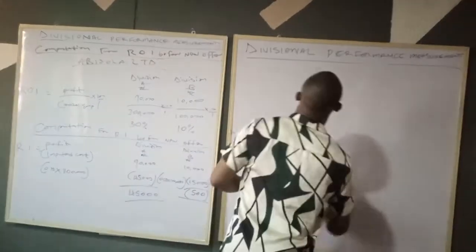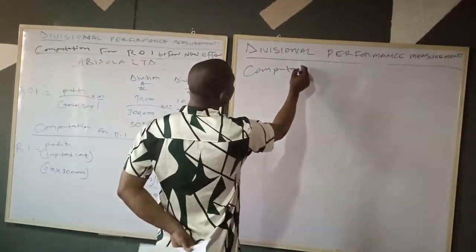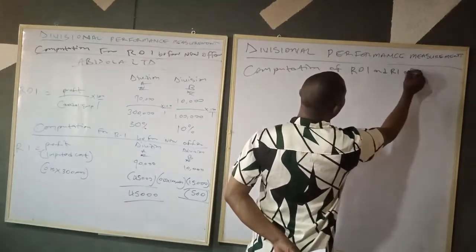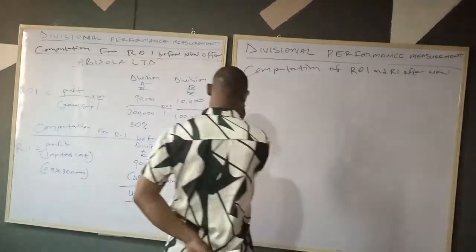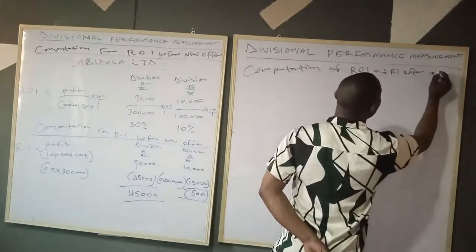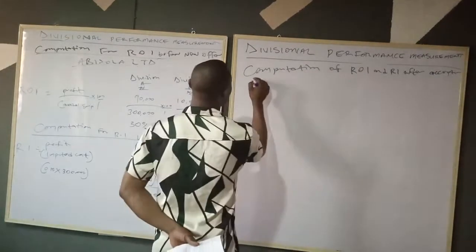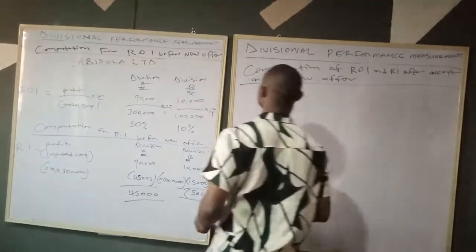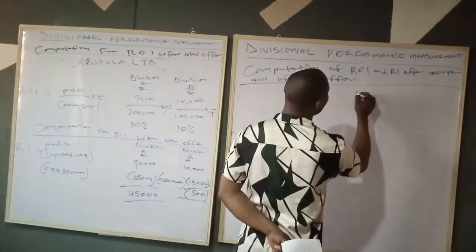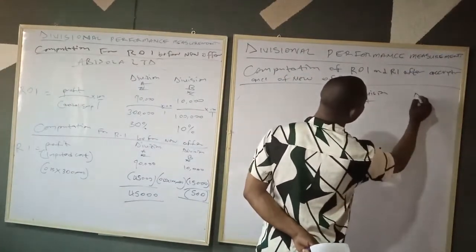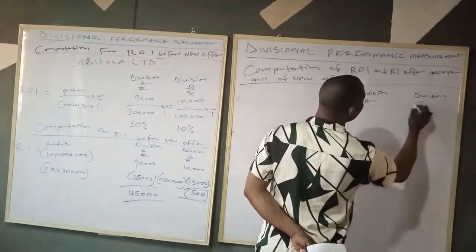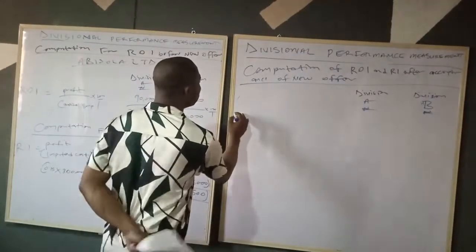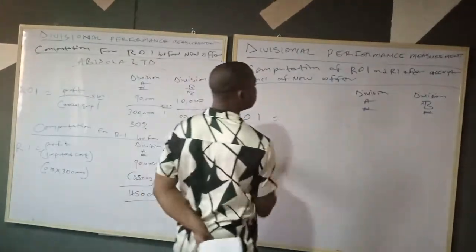That is, the computation of return on investment and residual income after acceptance of the new offer, that is after the new offer has been accepted. So we want to calculate the return on investment and residual income for division A and division B. Now, return on investment is equal to profit divided by capital employed.